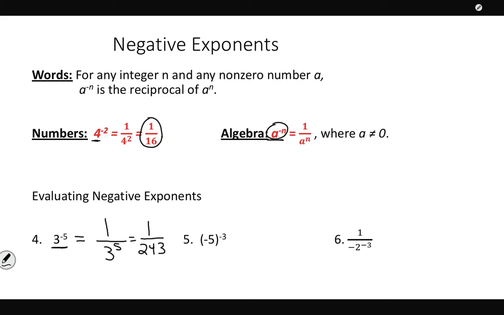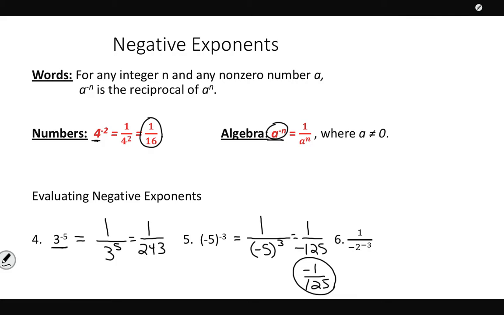Here, the negative is in the parentheses. So this negative is going to move with this power. So the negative 5 has to move to the denominator, make that a positive exponent now. And again, I put a 1 up in the numerator. And now I have 1 over. And now a negative fifth to the third power, well, negative 5 times negative 5 times negative 5 would be a negative 125. Then we typically don't leave the negative in the denominator, so I just rewrite this as negative 1 over 125. And there's my final answer.